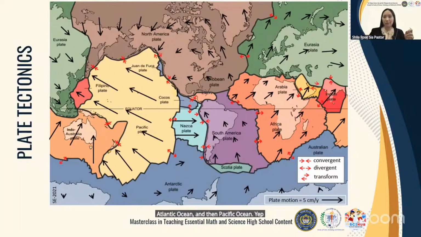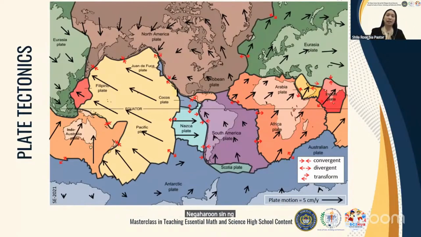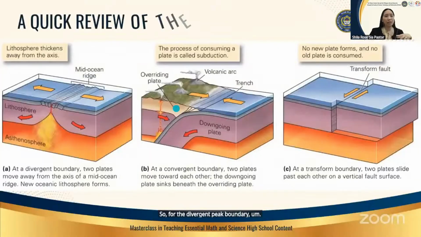Yep, the East African Rift is also an example of that. So nagkakaroon sila ng rift valleys naman ang tawag nila doon. Okay? So for the divergent plate boundary, ayan. So magma is being released again.